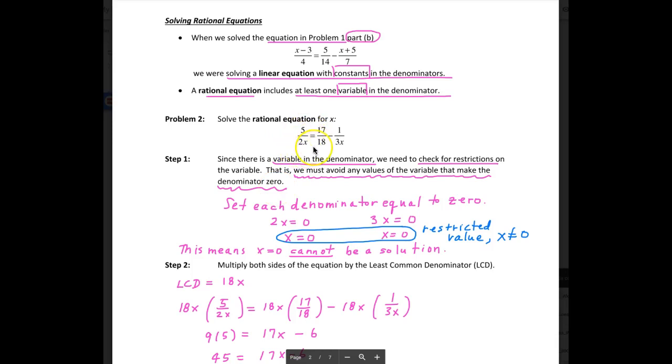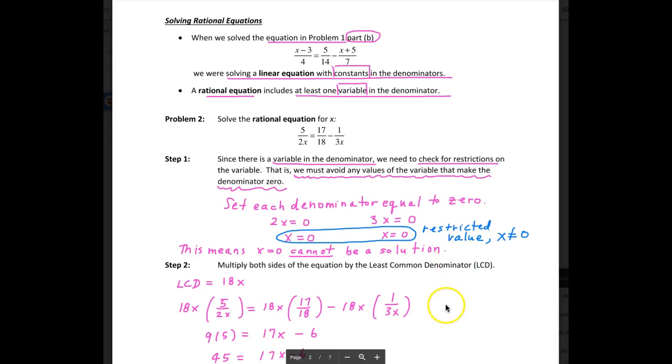So let's set each denominator that involves a variable equal to 0. So we'd see 2x is equal to 0 and 3x is equal to 0. When I solve for x, I will get x equals 0. Also, here I get x equals 0. So that's our restricted value. Since it makes the denominator equal to 0, it can't be a solution to this problem.